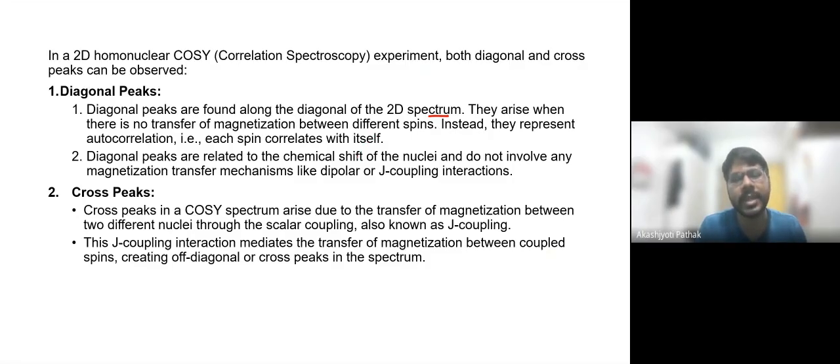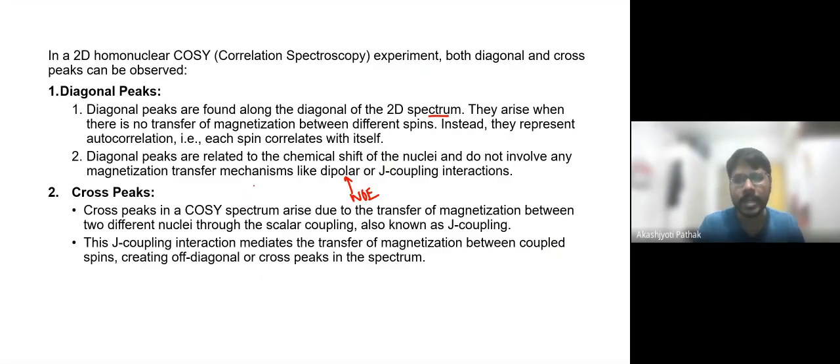The diagonal peaks are related to the chemical shift of the nuclei and do not involve any magnetization transfer mechanisms like dipolar or J coupling interactions. J coupling is the magnetization which gets transferred through bonds, and dipolar interactions are the magnetization transfers which take place through space, as we had seen in the case of NOE. J coupling is through bonds, like 3-bond coupling, 2-bond coupling. So diagonal peaks are essentially the 1D NMR spectrum.